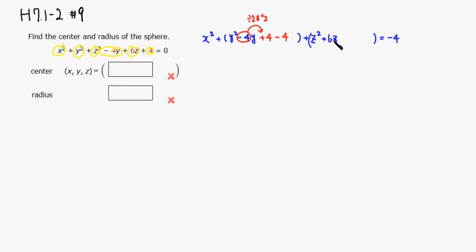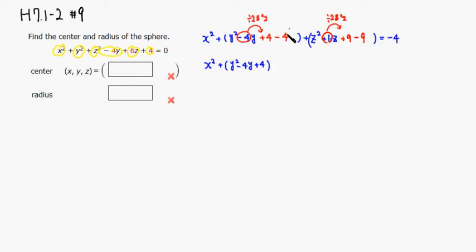And here, same way. It's 6 divided by 2, then squared. So 6 divided by 2 is 3. 3 squared is 9. So I'm going to add 9 and subtract 9. Then I'm going to group x squared here, so that's by itself. And I want these three terms, so I'm going to group those three together: y squared minus 4y plus 4.